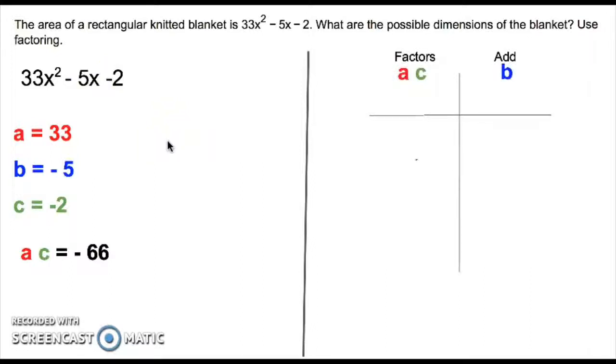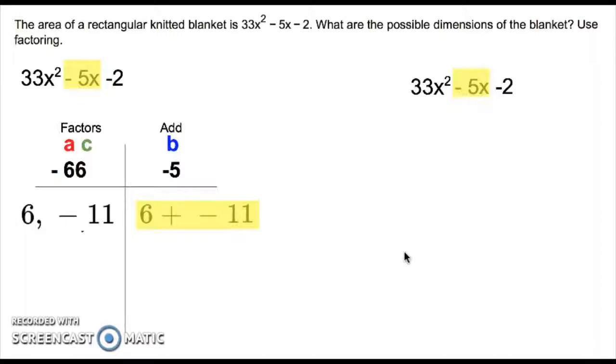So now we can make our factors and add table. AC goes here, which is negative 66, and B goes here, which is negative 5. So now we're looking for two numbers that multiply to negative 66 but add up to negative 5. So we want a positive and a negative number. That would give us 6 and negative 11. 6 plus negative 11 will give you negative 5. So let's highlight those. We're going to replace the negative 5x, or B, in the middle with the 6 plus negative 11, so put x's on them. So now we have 33x squared plus 6x minus 11x minus 2.